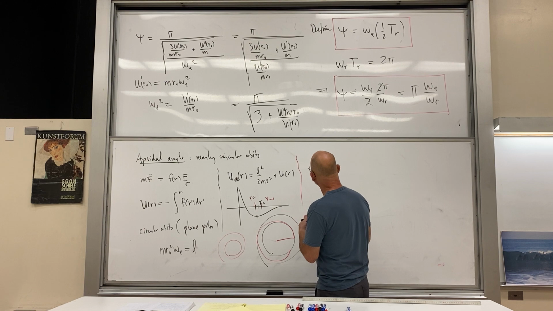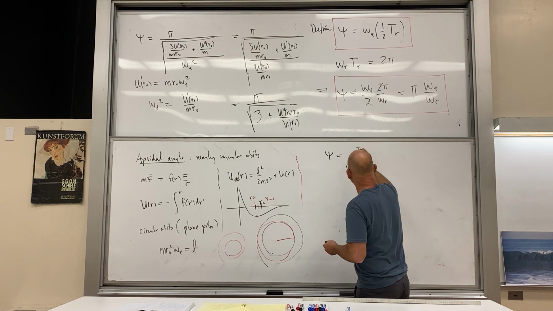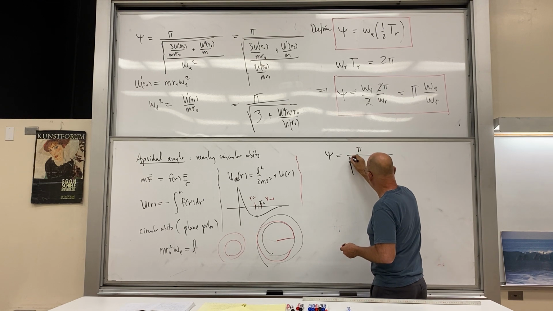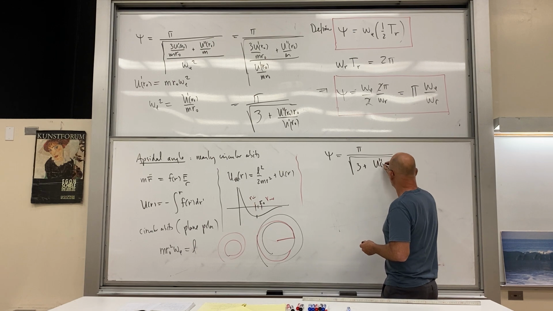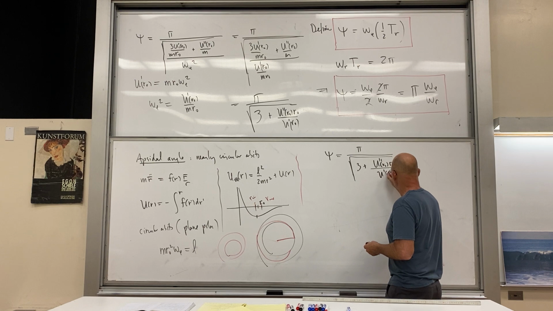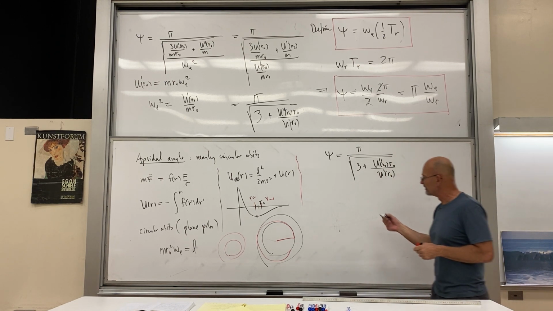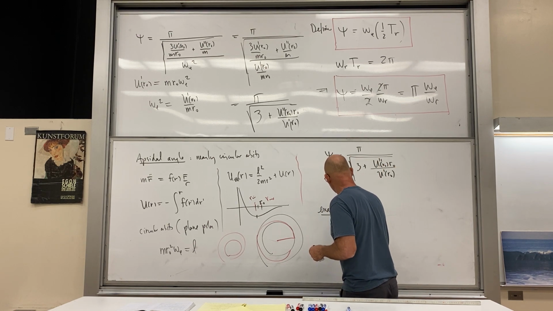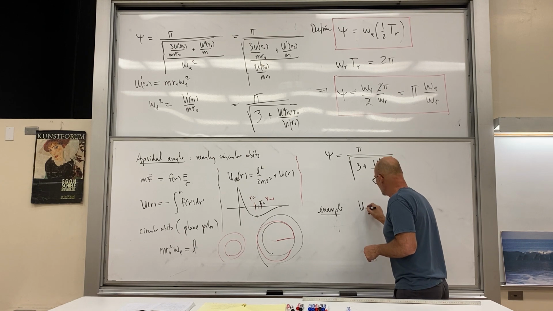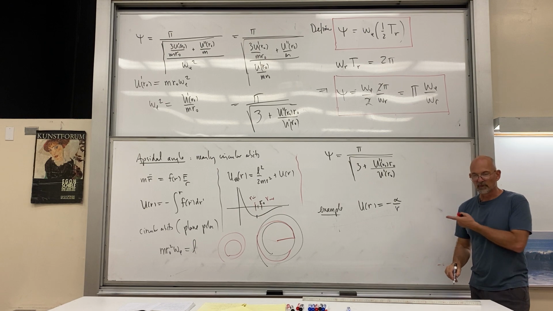Okay, so now we have C is equal to pi divided by root 3 plus u double prime around the circular orbit times r naught, over u prime of r naught. So first of all, we have to try a couple of examples. Force minus alpha over r. This one we have to try first, right?